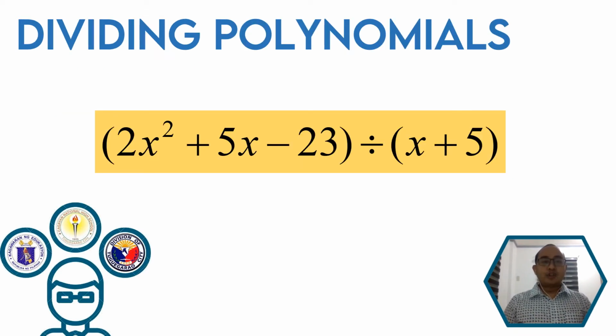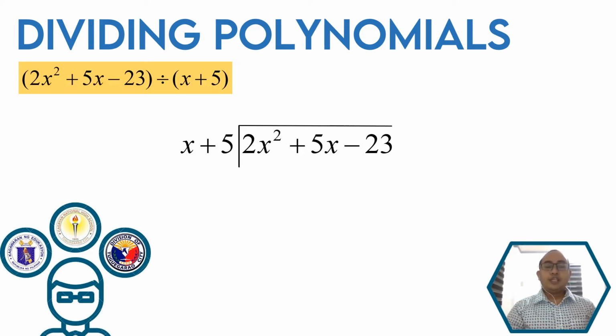Now class, let's try dividing the polynomial 2x squared plus 5x minus 23 by another polynomial, x plus 5. Let's try first dividing these polynomials using long division. When we are dividing a polynomial by another polynomial, the first thing that we have to do is to write it using the division symbol and ensure that the dividend is found inside and that the divisor is found outside the division symbol.